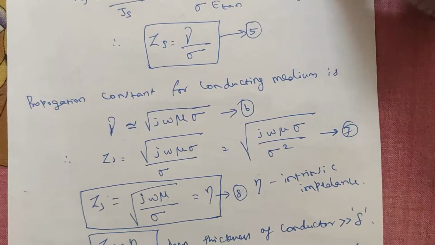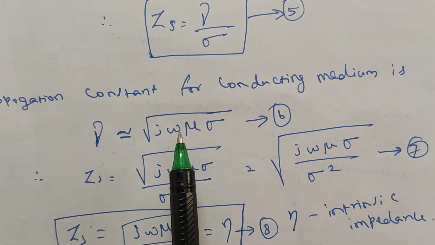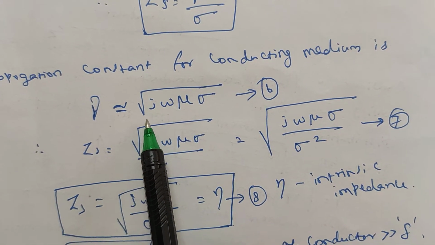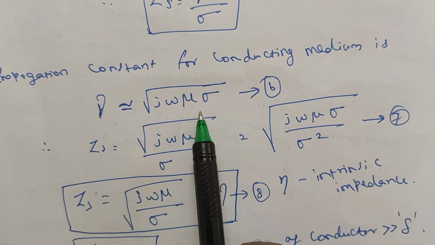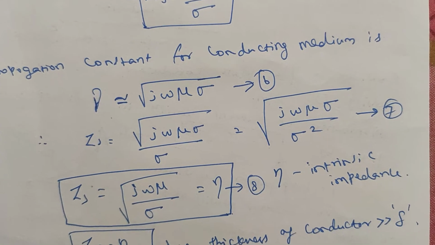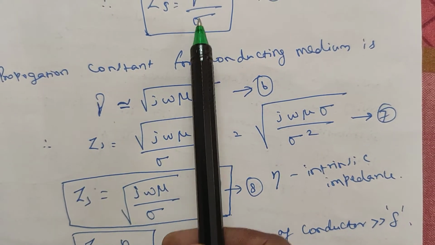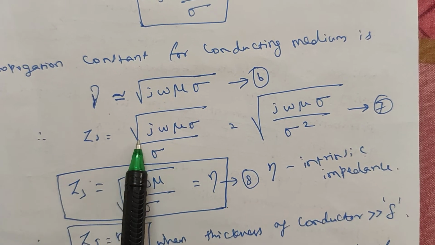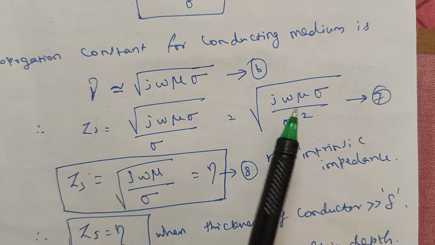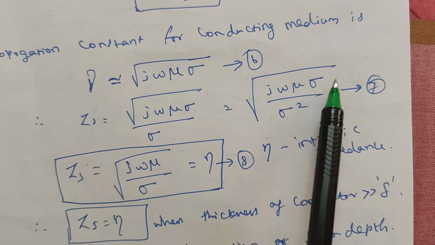reactance. To derive it, let us consider the propagation constant for the conducting medium, which is gamma. For a good conducting medium, gamma is approximately equal to root of j omega mu into sigma. This we have derived in module number 5. Take it as equation number 6. So Zs, we know Zs is equal to gamma by sigma. So instead of gamma, we are writing down this expression divided by sigma. So whole root means what happens is sigma will become sigma square. So this becomes the equation. So from this sigma will get cancelled.